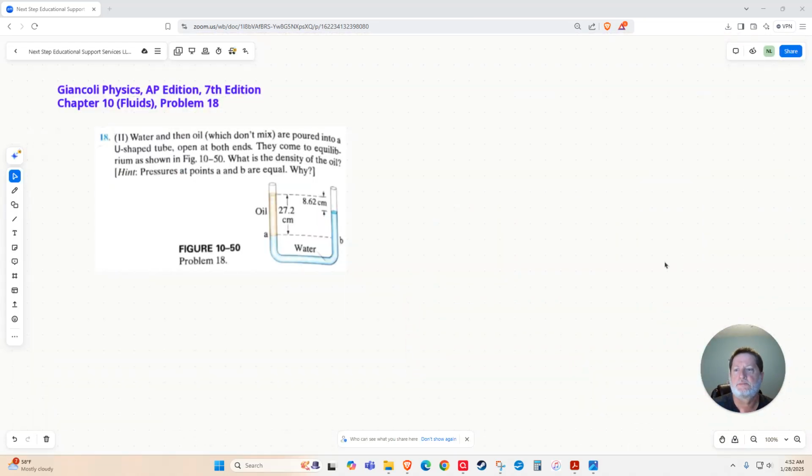That problem reads: water and then oil, which don't mix, are poured into a U-shaped tube, open at both ends. They come to equilibrium as shown in figure 10.50, shown below. What is the density of the oil? That's what they're asking us for. They give us a hint there. It's very generous of them, really not necessary.